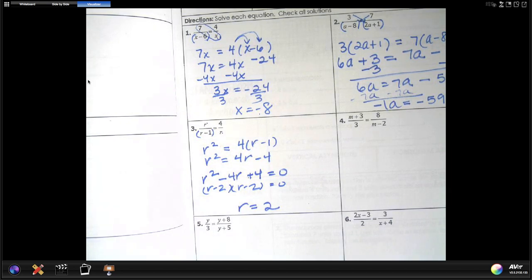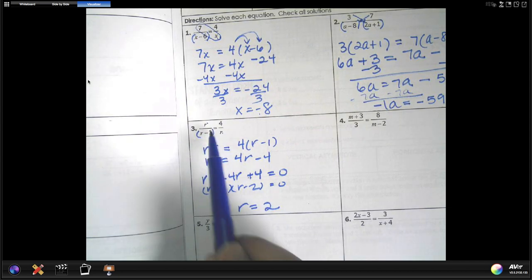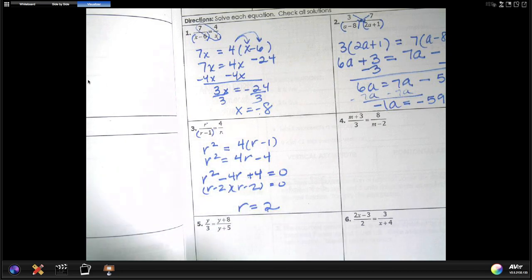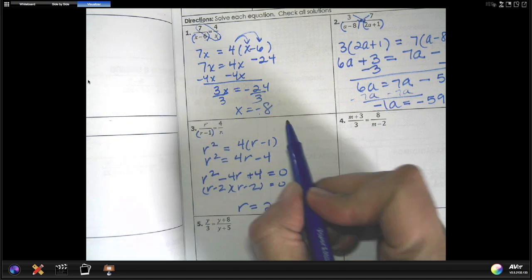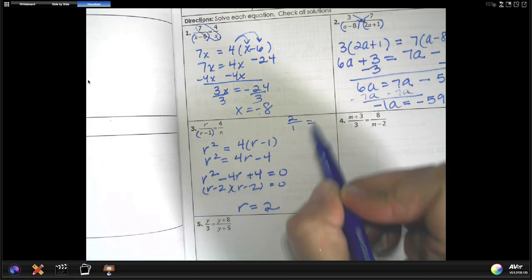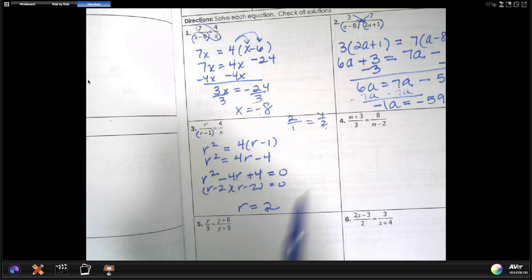Now let's make sure it's not extraneous. So when you plug in, 2 minus 1 is 1. 2 right there, we're good. Now you can plug it into the whole thing. So 2 on the top, 2 minus 1 is 1. Does it equal 4 over 2? 4 divided by 2 is 2, yes.